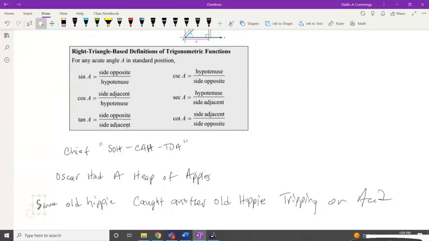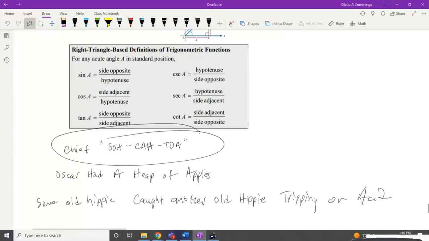Because that S is for the sine, the opposite over the hypotenuse. So that old hippie, the opposite over hypotenuse, caught another old hippie. So caught is the cosine, and then another is A, adjacent over the hypotenuse hippie. And then tripping on acid, tripping is for tangent. On is for opposite. Acid is for adjacent. But I'm going to use Chief Sakatoa because it's short and sweet, and it has the sine, cosine, and tangent prefix.